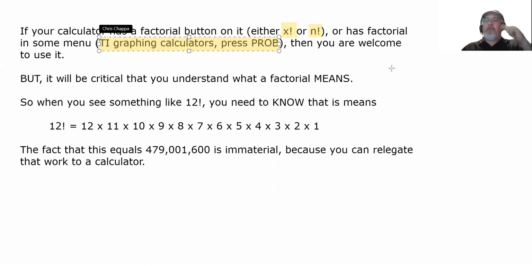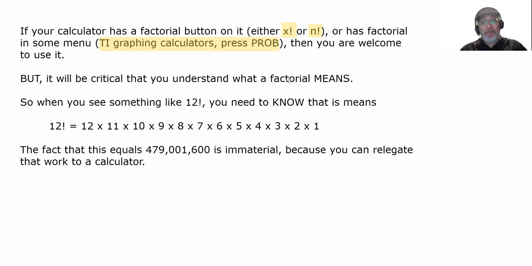But if you do, it brings up a menu, and I believe the very top thing is an exclamation mark. So if you wanted to do 5 factorial, you would press 5, probability menu, choose the exclamation mark, and it will type 5 factorial in your calculator. So you're welcome to use your calculator, okay? But it will be critical that you understand what a factorial means.